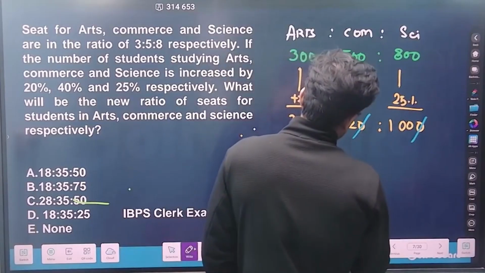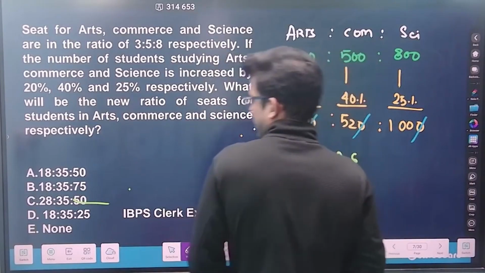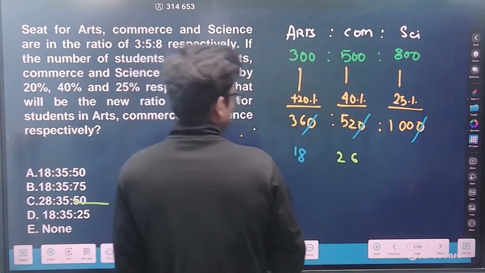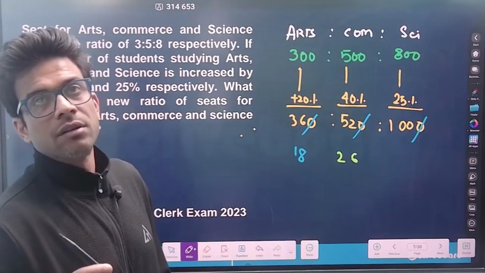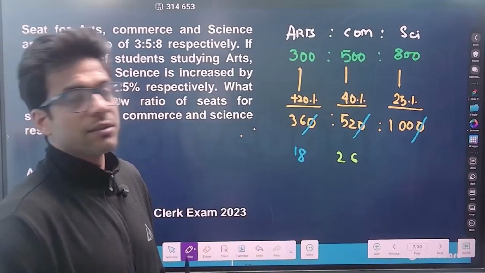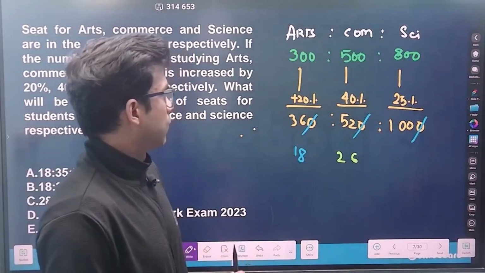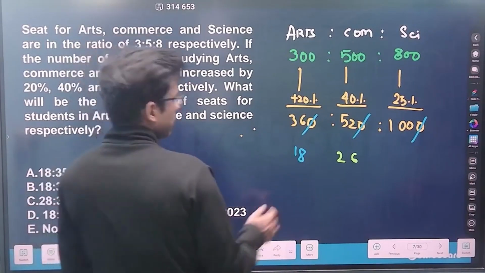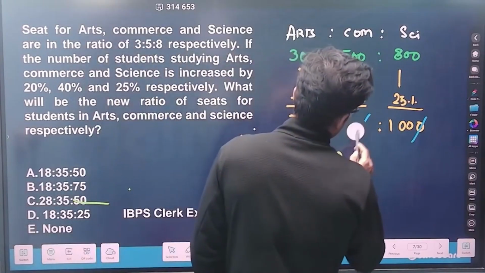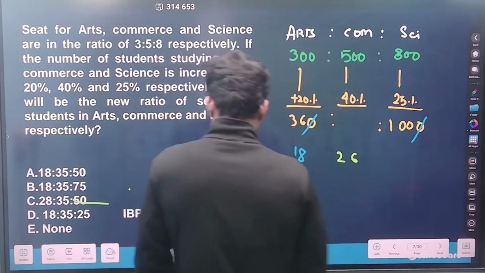2 2s are 4, 2 6s are 12, 26. No, we don't have 26. So we will go to the simplest form. 40%. Oh, this will be 700, sorry. It will be 700.